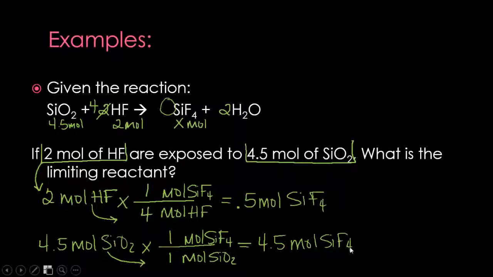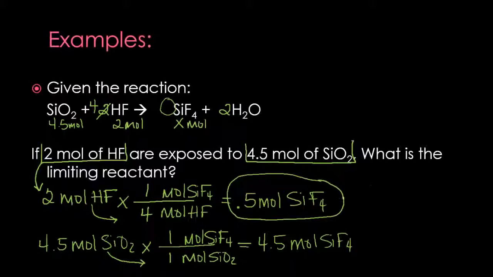So now I just need to look at the numbers, and whichever one is smaller is going to be my limiting reactant. So I've got 0.5 moles of SiF4 is smaller, so that means HF is my LR, or limiting reactant. Okay?